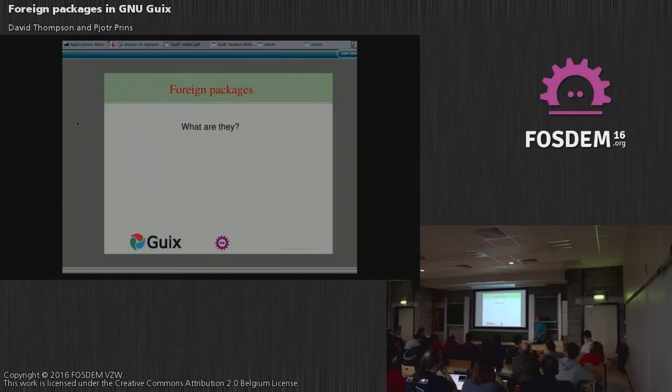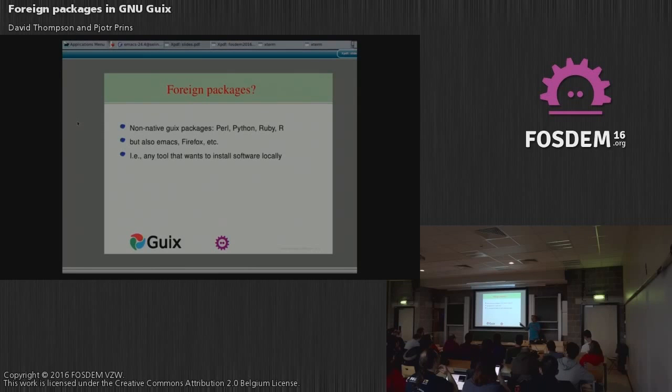So what are foreign packages? Really, non-native Guix packages, we call them. Perl has CPAN, and Python packages have been a straight nightmare from the start. Ruby gems did all right for a while, but if you're doing Ruby development, you know that it's not all that rosy now. R has its own system, I'll get to that in a minute. Emacs has its own packaging system. Firefox has one, right? So any tool that wants to install software locally is a foreign package manager.